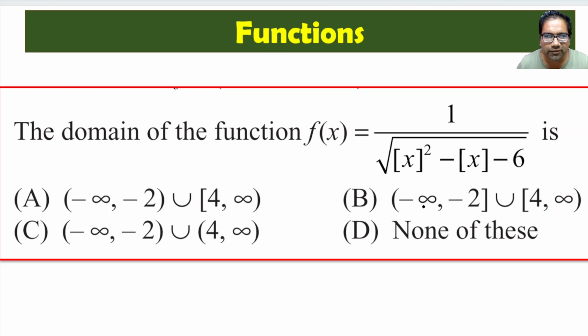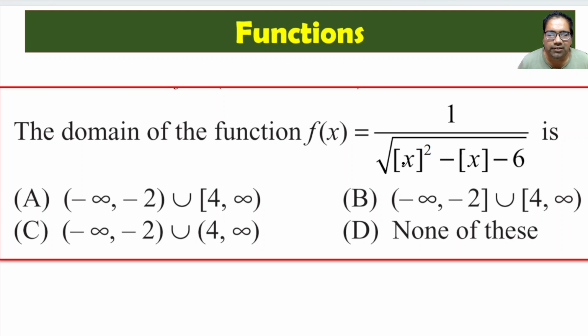Hi friends, we have a greatest integer function here, and we have a square root and a quadratic equation within the square root, which is in the denominator. We have to find the domain of this function: 1 by under root of [x]² minus [x] minus 6, where [x] is the greatest integer function.